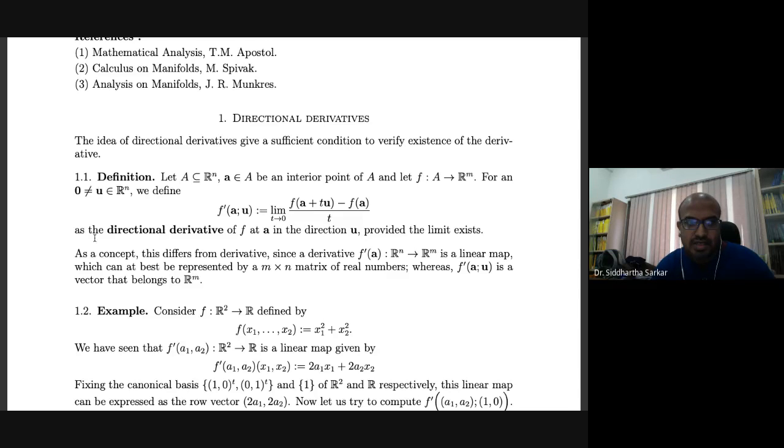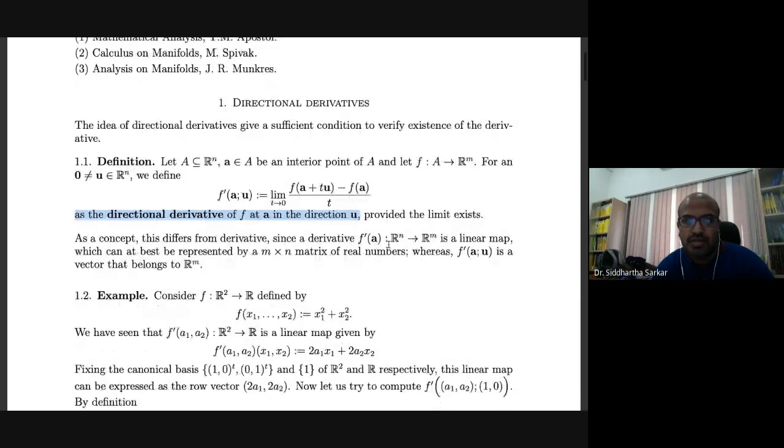This is called the directional derivative of f at a in the direction u. Of course, only if the limit exists do you define it to be the derivative.